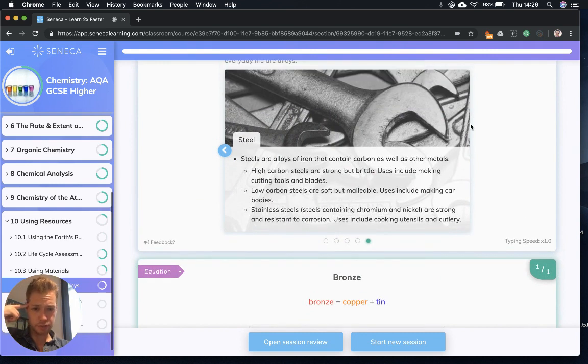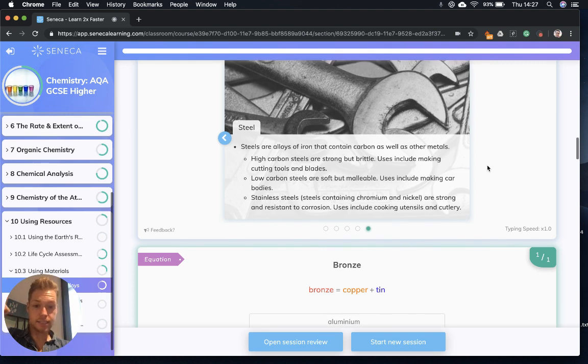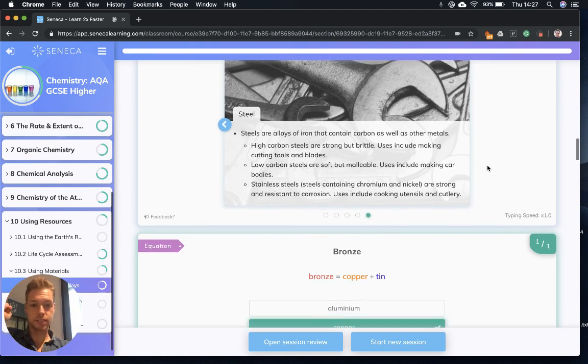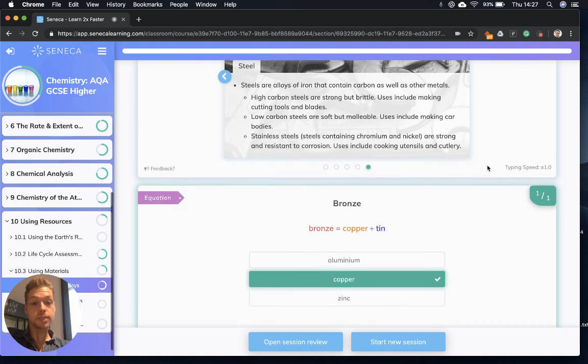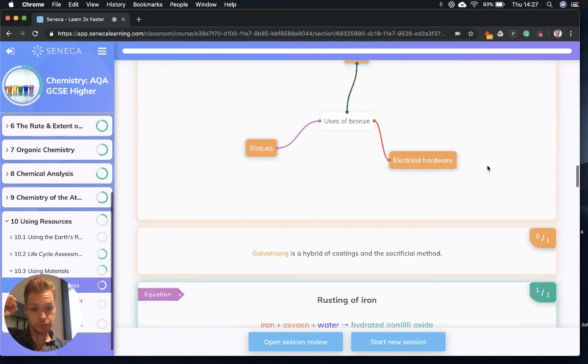Okay, and finally we have steel. Steels are alloys of iron that contain carbon as well as other metals. High carbon steels are strong but brittle. Uses include cutting tools and blades. Low carbon steels are soft but malleable, and they're used to make car bodies. And stainless steel, which contains chromium and nickel, is strong and resistant to corrosion. So they're often used in cooking utensils and cutlery.